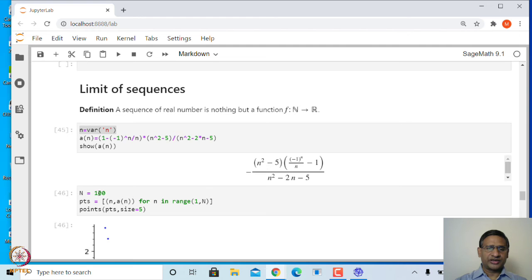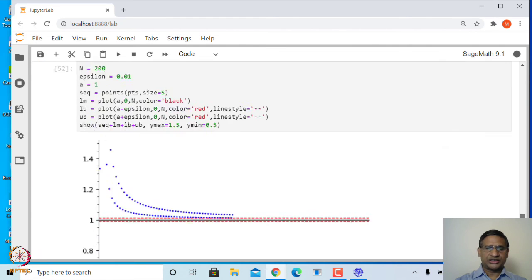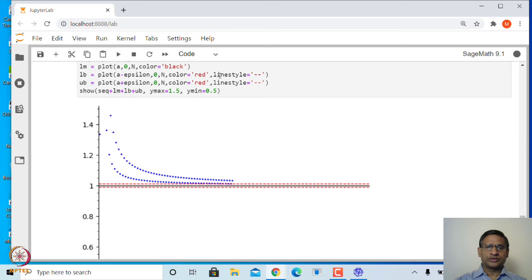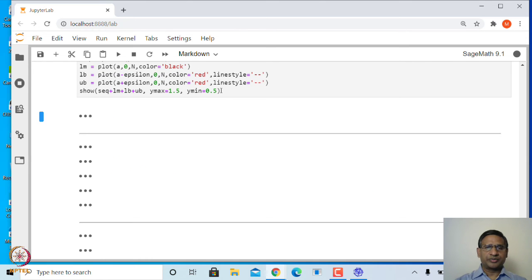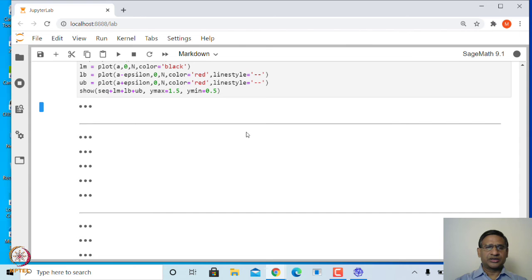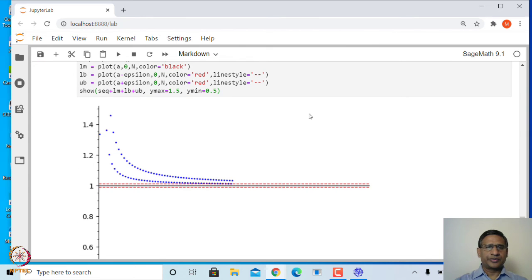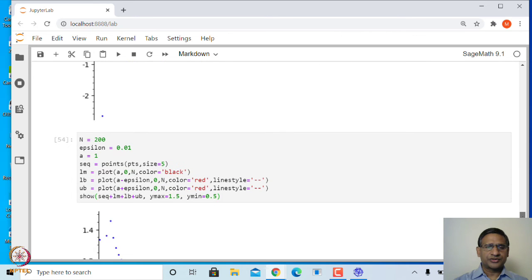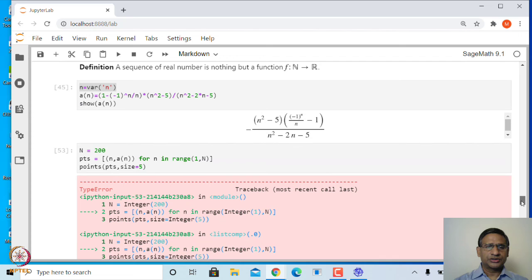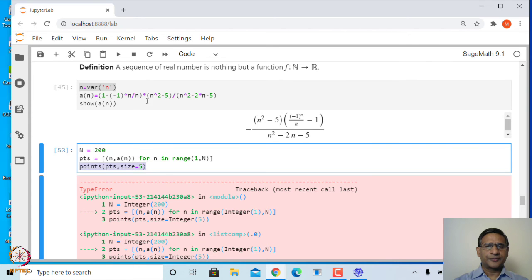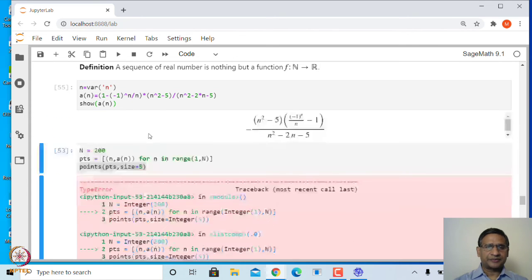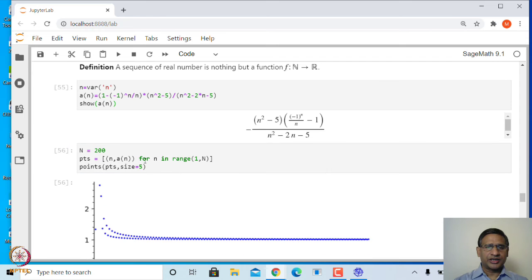So, let me say here 200. These are the 200 points which are generated. Now, let me plot this graph. When I plot this graph, yeah. Still this 200, I think something has happened. So, let me just rerun this.